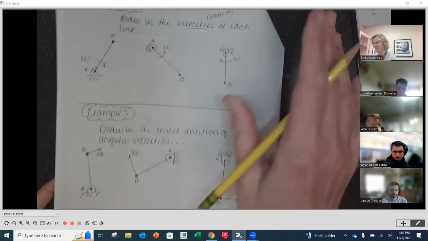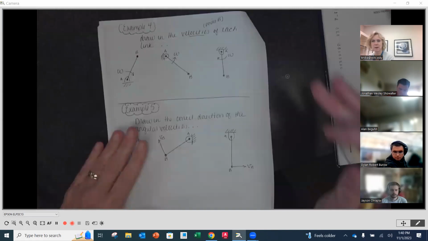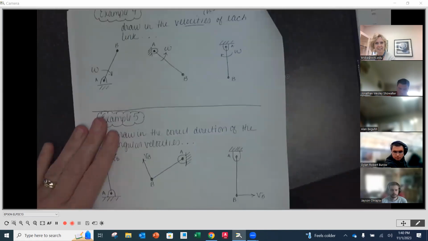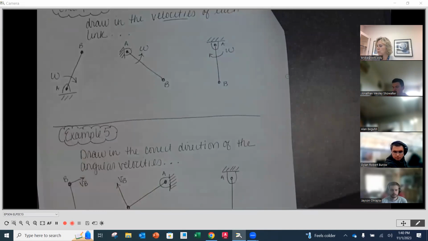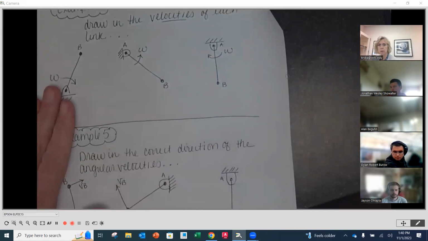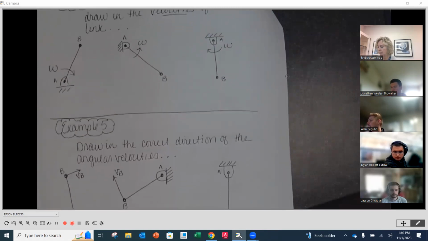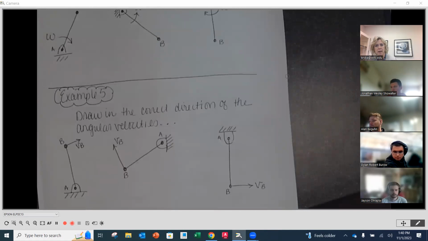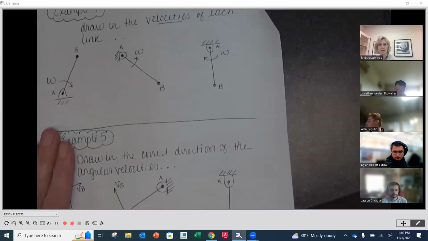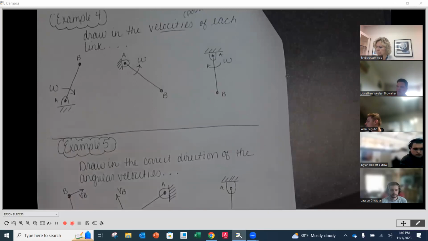All right. Turn the page. Very last thing here. We got two small little examples, super duper small. What I want you to do for example number 4, draw in the straight line velocities of point B for each one of the links. And then down here, example number 5, draw in the correct direction of the angular velocities, the W's, for each one of the links. So go ahead and do that, and then we'll compare. I'll give you a chance.